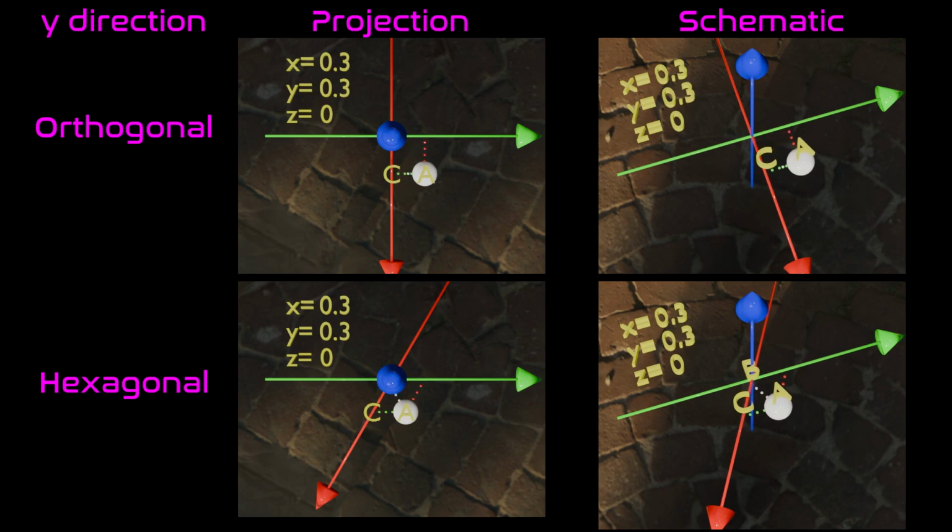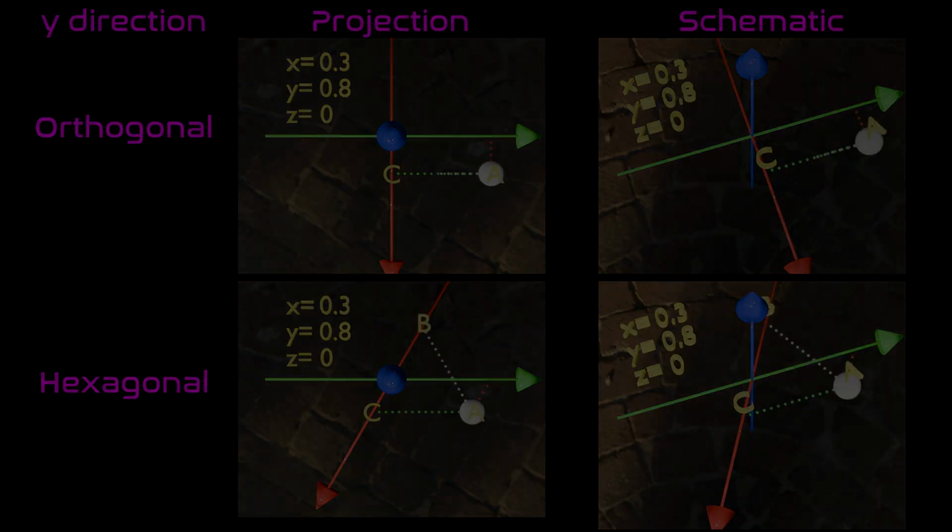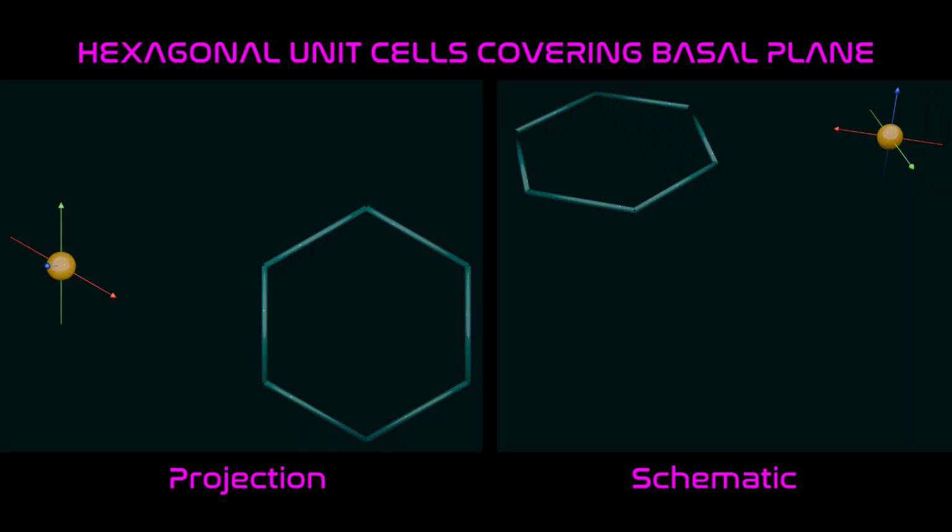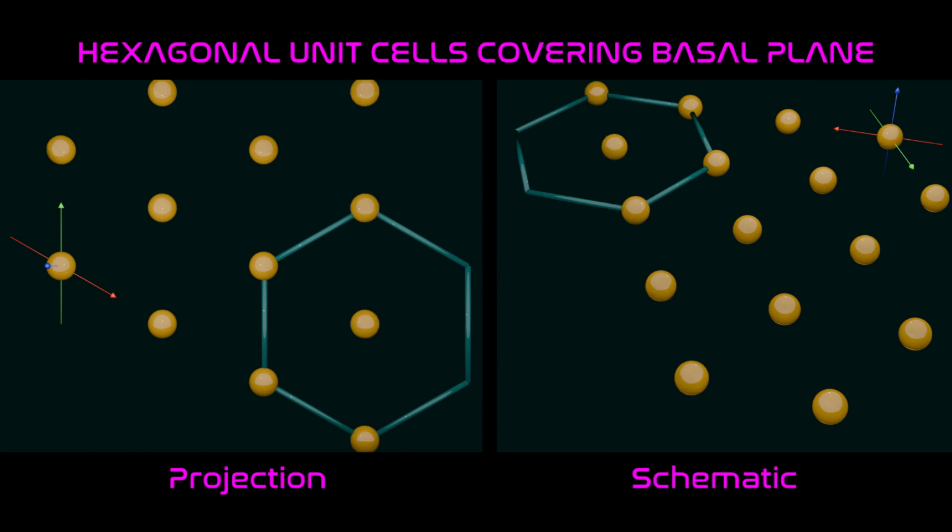Let's track how x and y positions change under this hexagonal rotation. Each image shows a projected and schematic version, both in Cartesian and hexagonal systems. Notice, despite the name, the hexagonal unit cell itself is not a hexagon. But the overall tiling pattern, viewed as a lattice, is hexagonal.